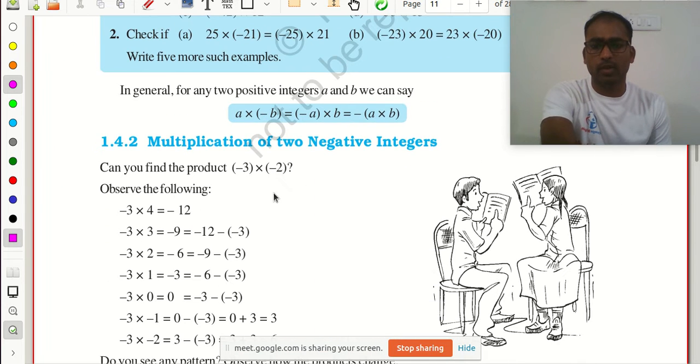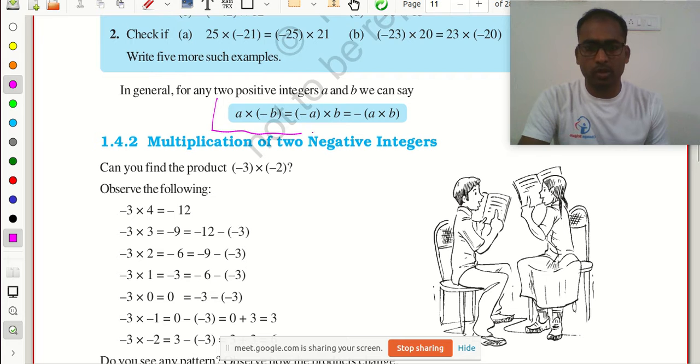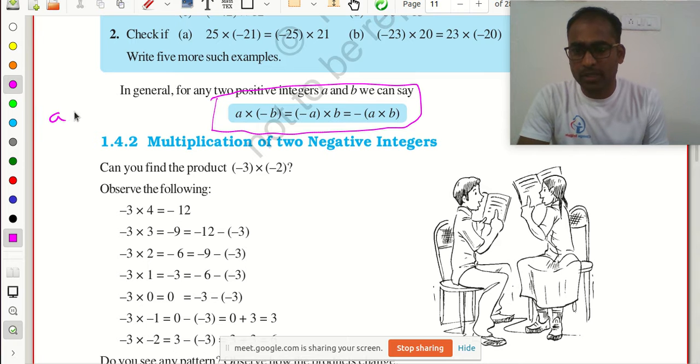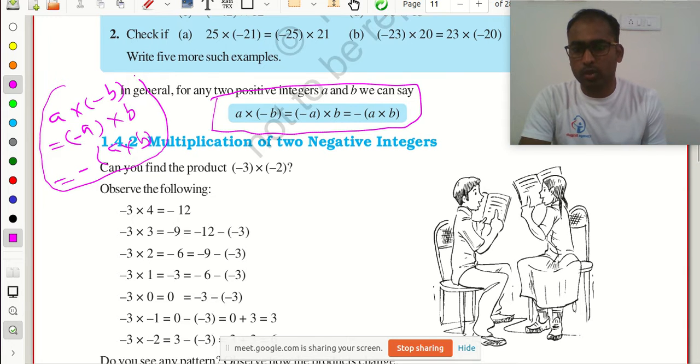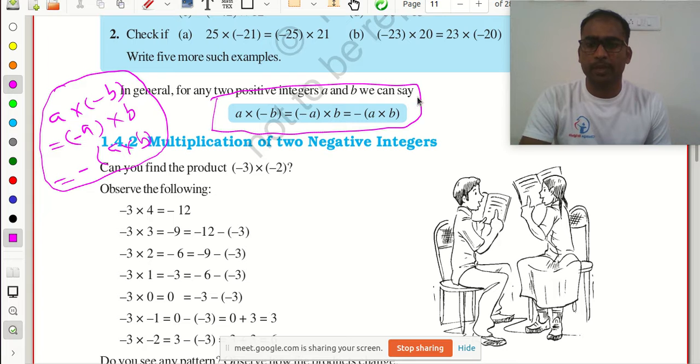Yes. This is simple, and here I am showing you in the generalized way. a multiplied with minus b means a is one integer, multiplied with minus b. I can write this as minus a multiplied with b, or the total I can represent as minus, taking common a multiplied with b. So this is the generalized way for two integers a and b.